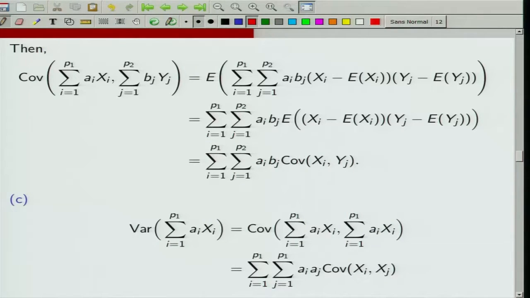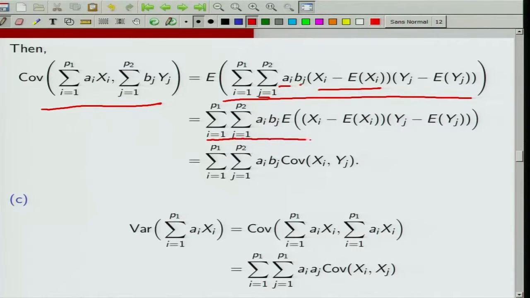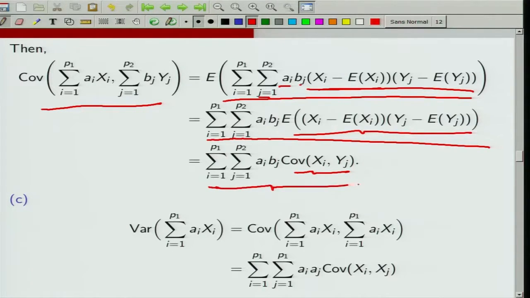So, covariance of summation i equal to 1 to p1, j equal to 1 to p2 is nothing but expected value of the product of the two quantities. So, this is summation i equal to 1 to p1 a_i x_i minus expected value of x_i, then summation j equal to 1 to p2 b_j y_j minus expected value of y_j. So, what I have done is a term by term multiplication. Now, expectation being linear, this is same as summation i equal to 1 to p1, j equal to 1 to p2 a_i b_j, then expected value of this quantity. But expected value of this quantity is equal to covariance of x_i and y_j. So, that is what you get. So, that proves part B.